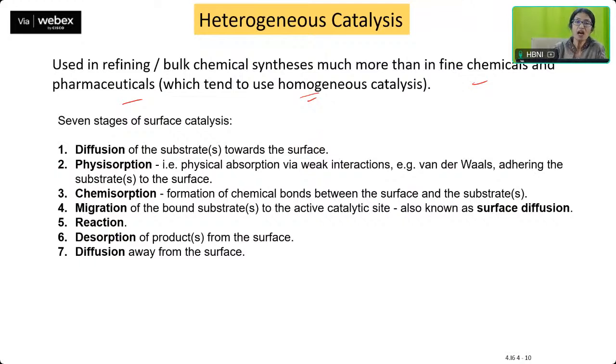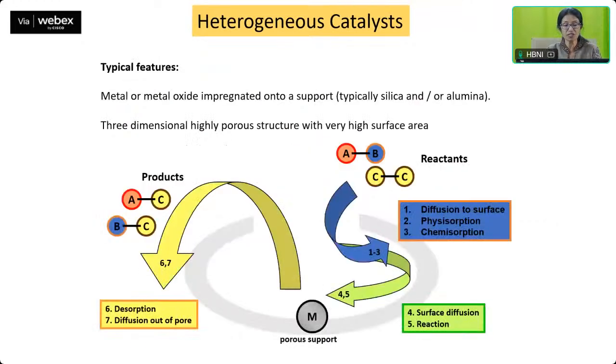Then the reaction happens, and the product is formed. There is desorption of the products from the surface, and then they diffuse away from the surface. So these are the 7 stages of surface catalysis. Normally for heterogeneous catalysis, you have a metal or a metal oxide impregnated onto a support, which is typically silica or alumina. This has a 3-dimensional, highly porous structure with a very high surface area.